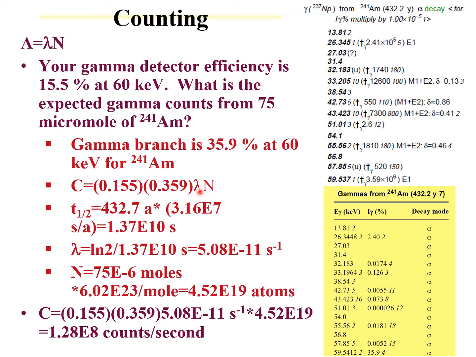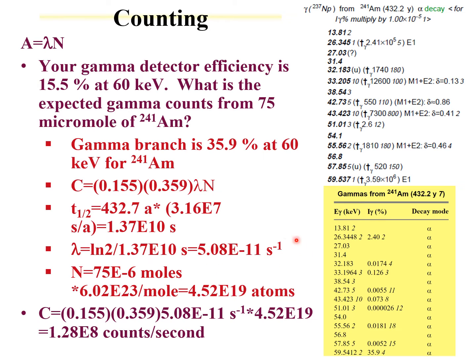Then I use my lambda N, that's equal to my counts. I put in my half-life. Using the half-life of 432.7 years and normalizing that to seconds, where there's 3.16 times 10 to the 7th seconds per year, you get a half-life of 1.37 times 10 to the 10th seconds. I get the seconds because, remember, I said the half-life needs to be in the same unit. It's given to you in years, so I need to convert it to seconds. I use this half-life in seconds to get the decay constant.